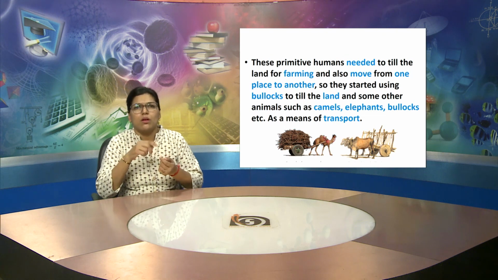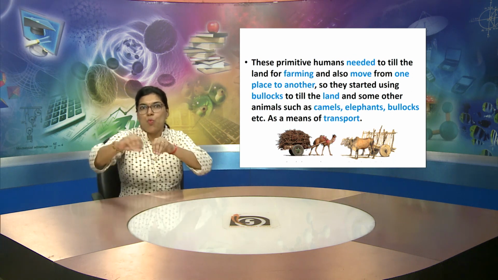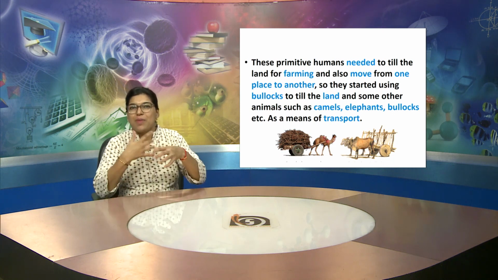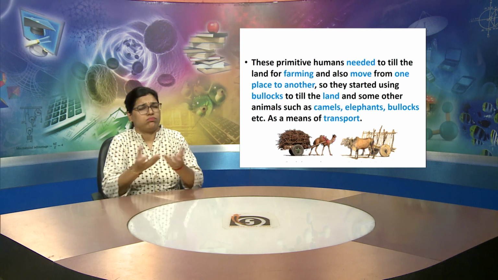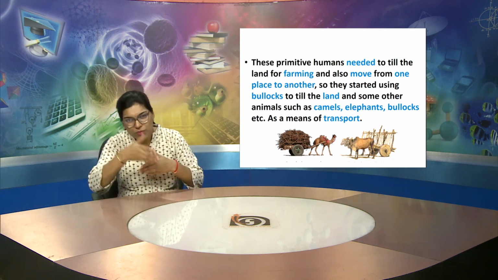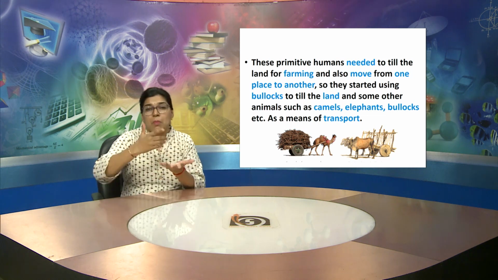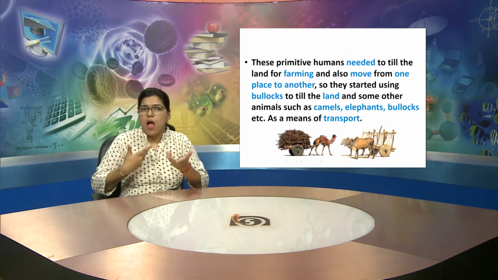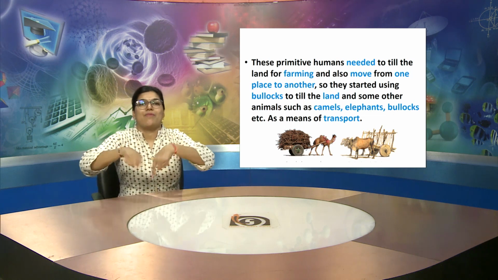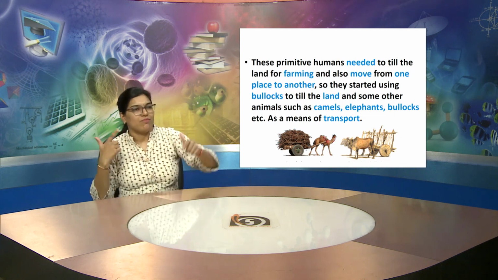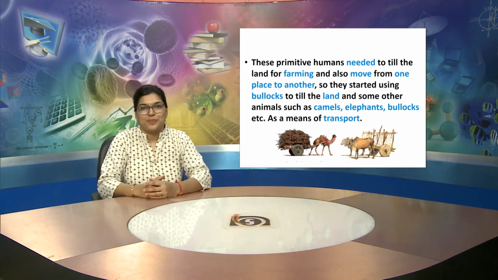These primitive humans needed to till the land for farming and also move from one place to another. So they started using bullocks to till the land, and some other animals such as camel, elephants, bullock carts, etc., as a means of transport, so that they can carry their goods from one place to another place, which was far from their own place. So this was used as a transport service now. It was started at this point of time.